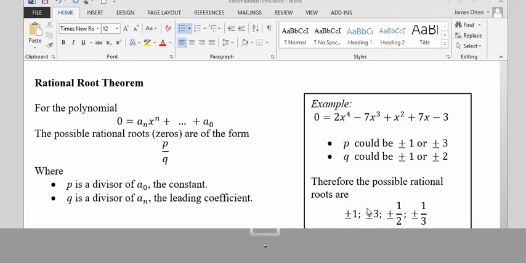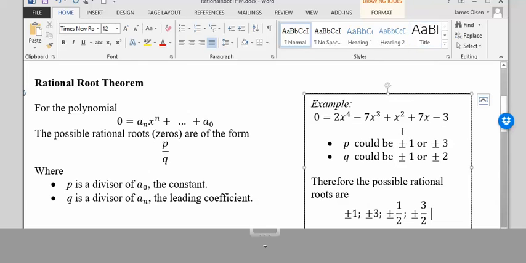Plus or minus 1, which comes from 1 over 1. Plus or minus 3, which comes from 3 over 1. Plus or minus 1/2, which comes from 1 over 2. And plus or minus 1/3, wait a second here. That's not right. This is incorrect. There we go. Now it's correct. These numbers go on the top, and these numbers go on the bottom. So the last possible rational root would be 3 over 2.